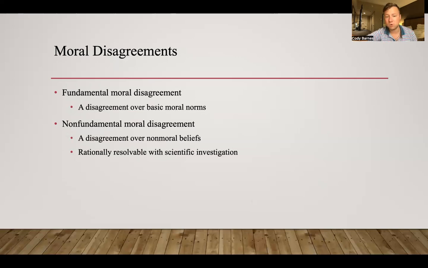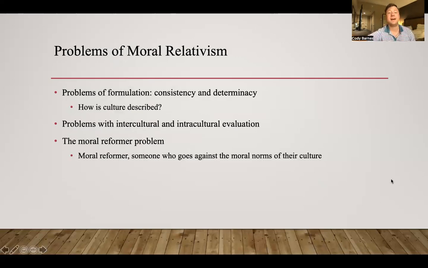So, non-fundamental moral disagreements are more so questions that need to be answered, whereas fundamental moral disagreements are issues that are open to interpretation within moral relativism. So, with that, what are some of the problems of moral relativism? There is a problem of formulation. There is no consistency or determinacy. So, what is right and wrong is totally different based on where you go. And what is a culture? Moral relativism does not seek to really understand what is considered a culture and who determines what is right and wrong. Another issue with this is the moral reformer problem.